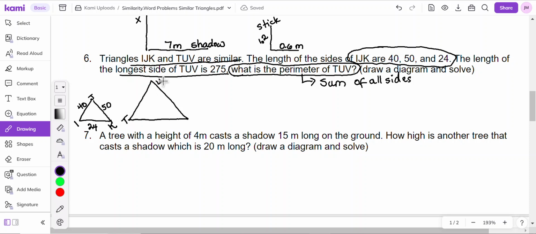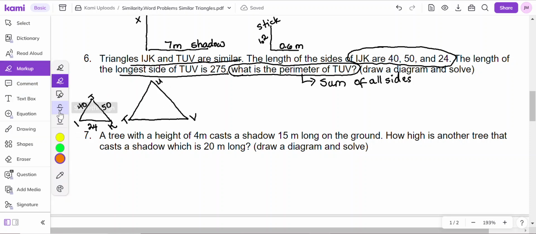T, U, V. Now, does it matter where I place the T, the U, and the V? Yes, it does matter. Because the I goes with the T. The J goes with the U. Are we following? And the K goes with the V. So it does matter.